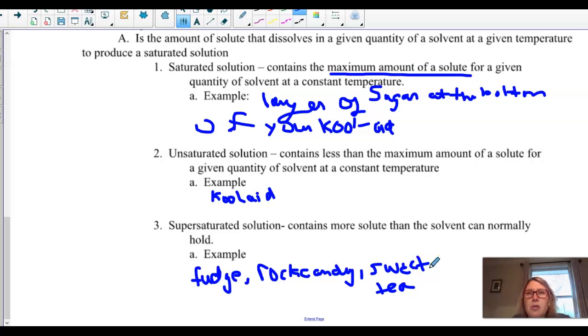On the next page of notes, I'm going to go over a graph of saturated, supersaturated, and unsaturated solutions, but I'm going to put it in a different video because this is already almost 20 minutes. So I will continue this on another video.